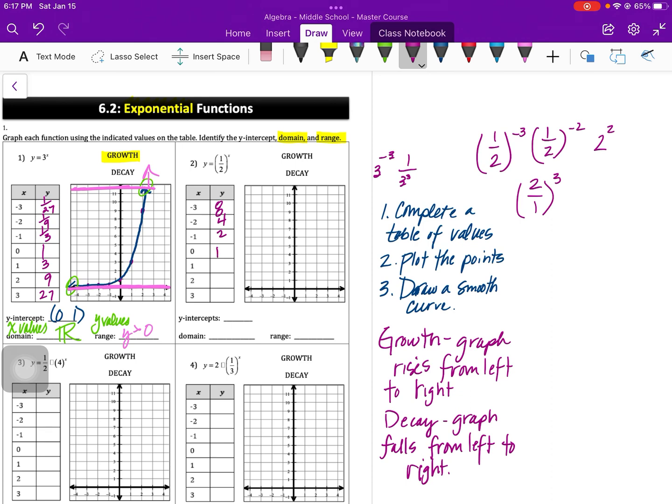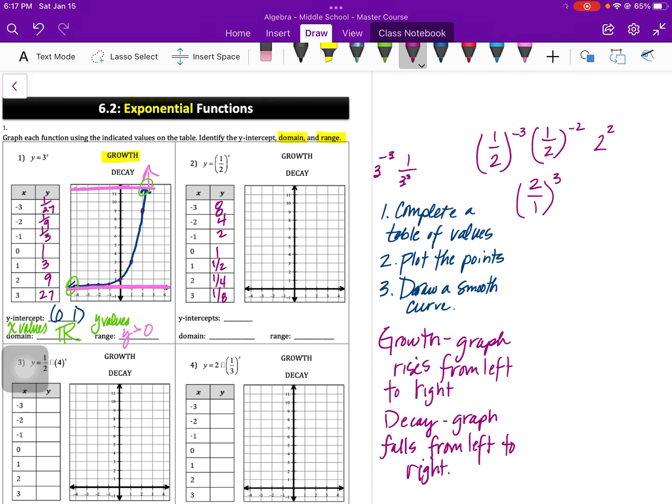Anything to the 0 power is 1. And then it gets a little easier from here. 1/2 squared is a half times a half, or a fourth. And then a fourth times a half is 1/8. Okay, so let's go ahead and graph this function.